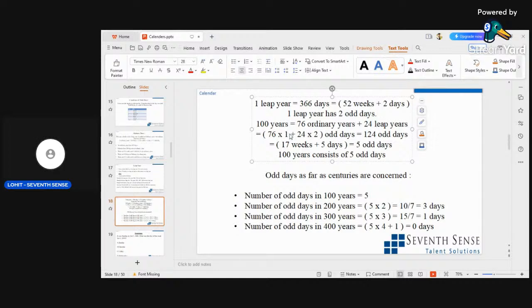So in one ordinary year, how many odd days will there be? I haven't written the ordinary year there. Ordinary year means non-leap year, so don't be confused when I say ordinary year. We have two kinds of years, leap years and non-leap years. So if a leap year consists of two odd days, how many odd days are there in non-leap years, that means ordinary years?